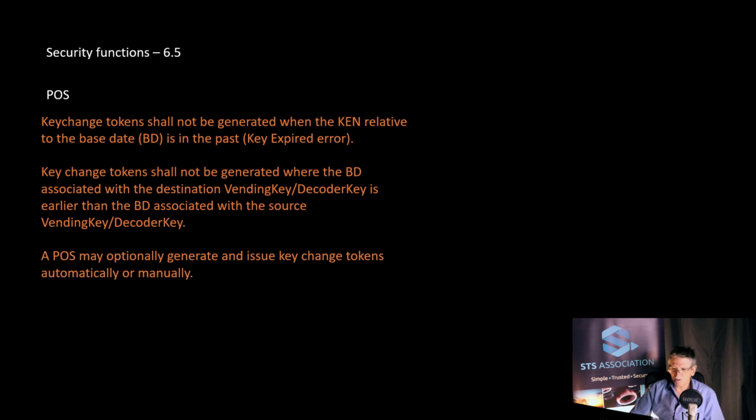A point of sale may optionally generate and issue key change tokens automatically or manually. You could have a system where if any of the parameters we've just discussed change, then the meter is flagged as a future key change, and whenever somebody purchases credit, it'll generate the credit token as well as 2 key change tokens.